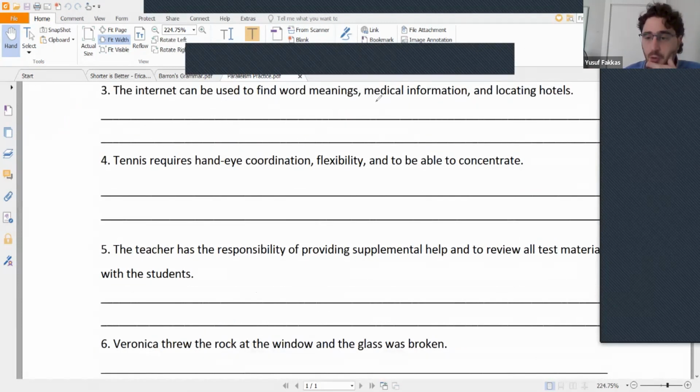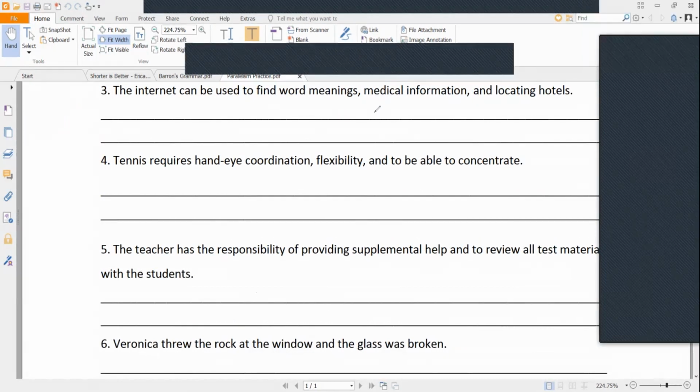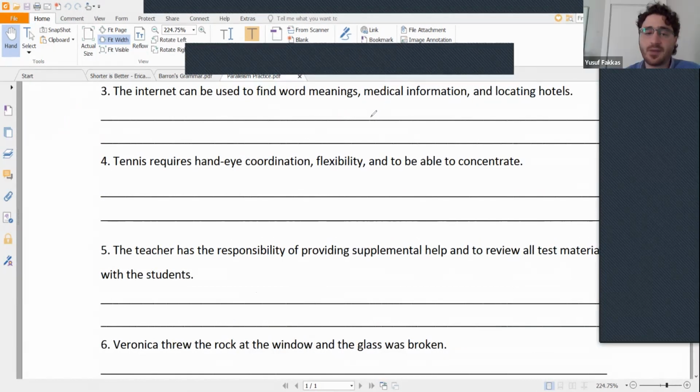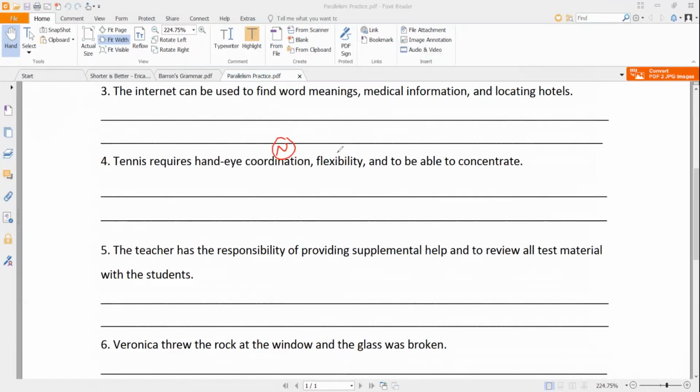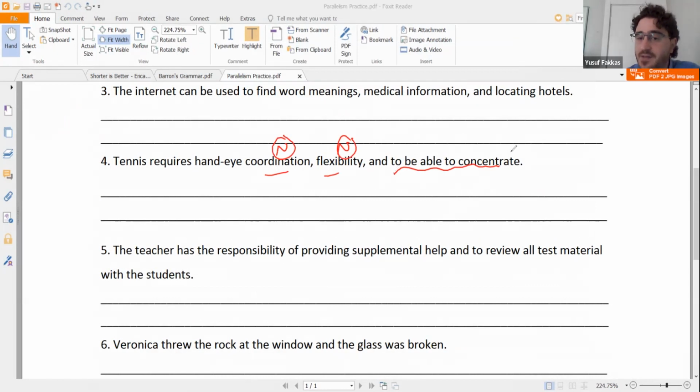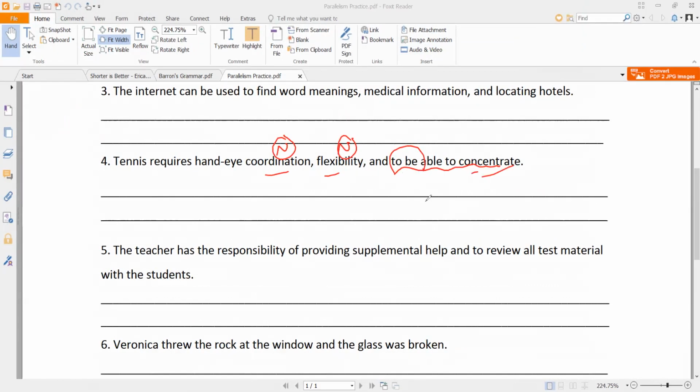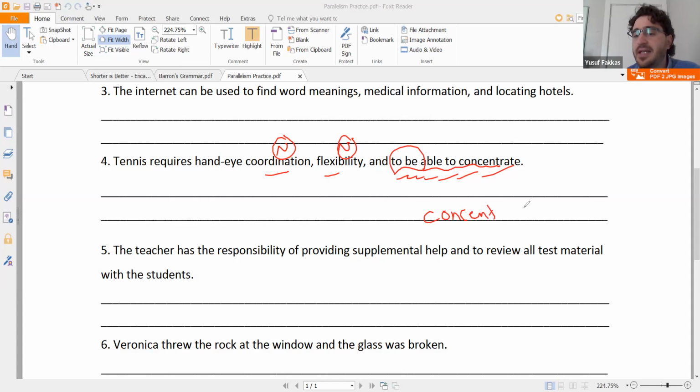Now, number 4. Can I do number 4? Yes, please, go ahead. Tennis requires hand-eye coordination, flexibility, and to be able to concentrate. Good. So we have 2 nouns, and then we have an infinitive phrase. Tennis requires hand-eye coordination, flexibility, and concentration. Thank you so much. And now we have the 3 individual words, and all of them are nouns. Coordination, flexibility, and concentration.